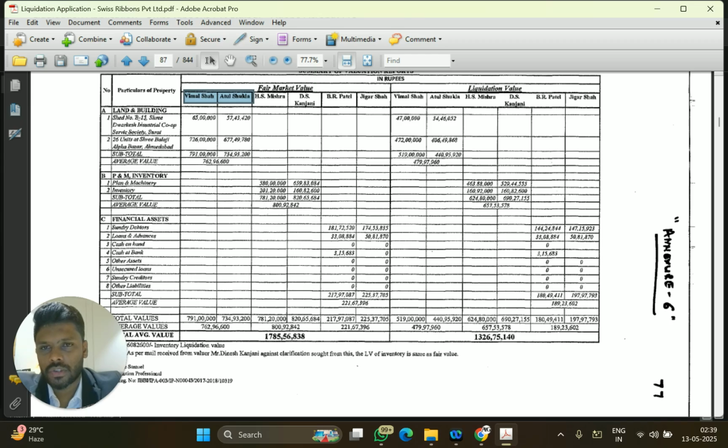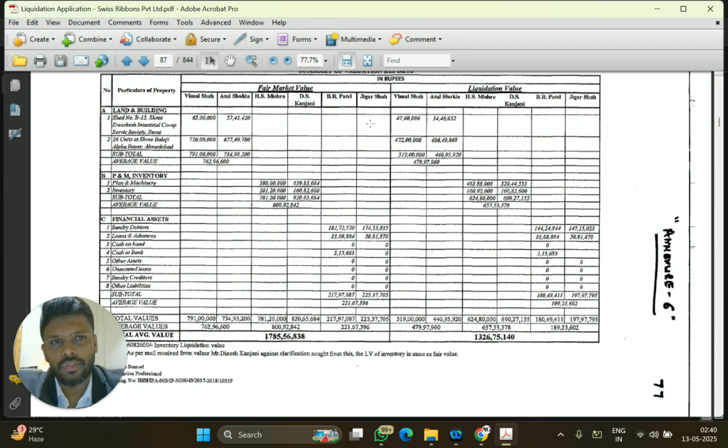Shed number 15, first land and building. Shed 26 units, second land and building. They have given their values. Okay. Then for plant and machinery, inventory, HS Mishra and DS Kajani are appointed. They have valued plant and machinery and inventory. For the third asset class, financial assets, BR Patel and Jigar Shah are appointed. They have given their values here for all the financial assets. Financial assets, you will see what they are: debtors, loans, cash in hand and cash at bank, investments, and all of that.